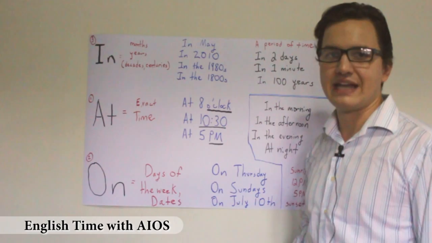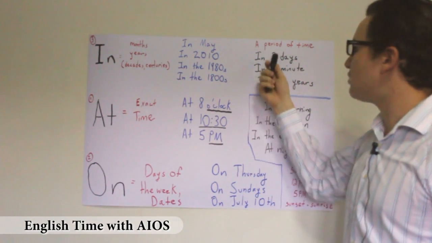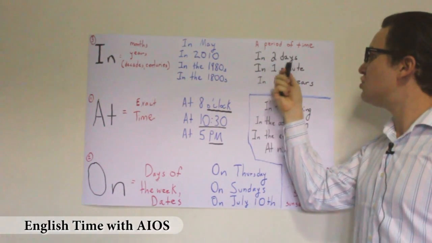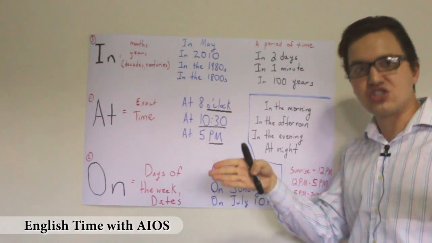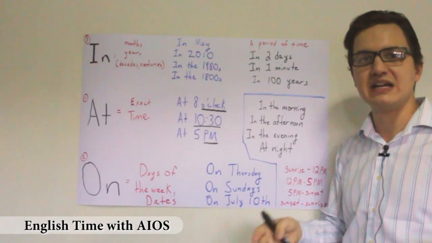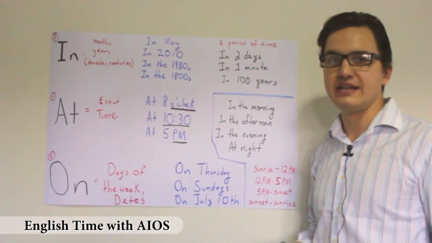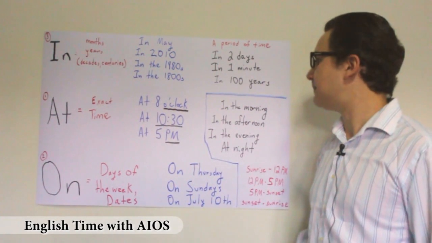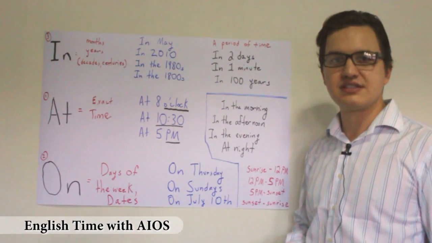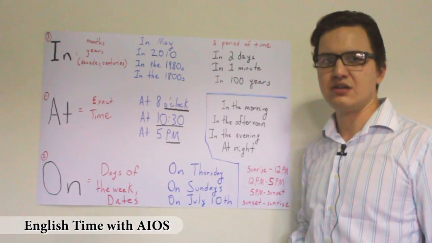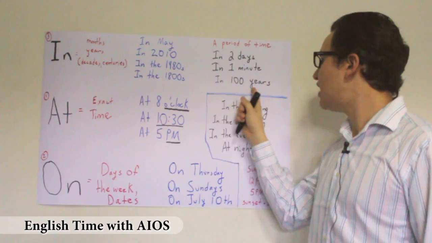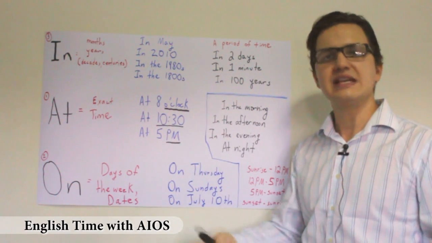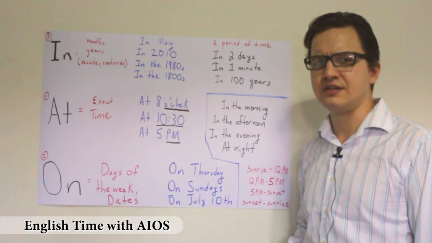A sentence like that. Now, we also can use in for a period of time. In 2 days. So, a stretched out amount of time. In 1 minute, a very short period of time. In 100 years, very long from now. So, you might say, in 100 years, cars will fly in the air. Something like that, some future invention.